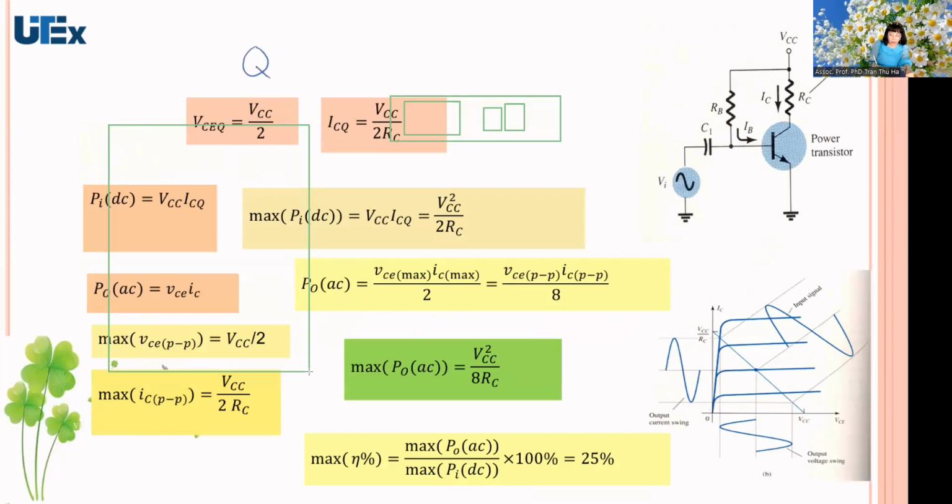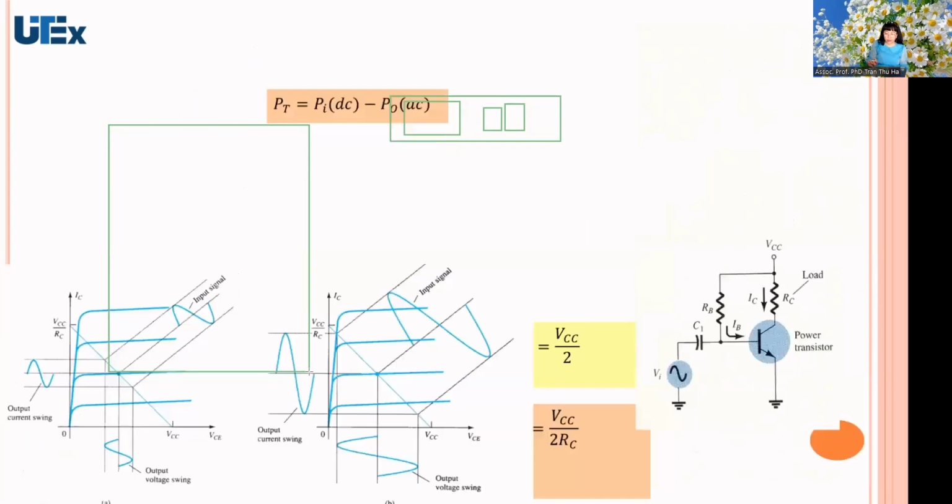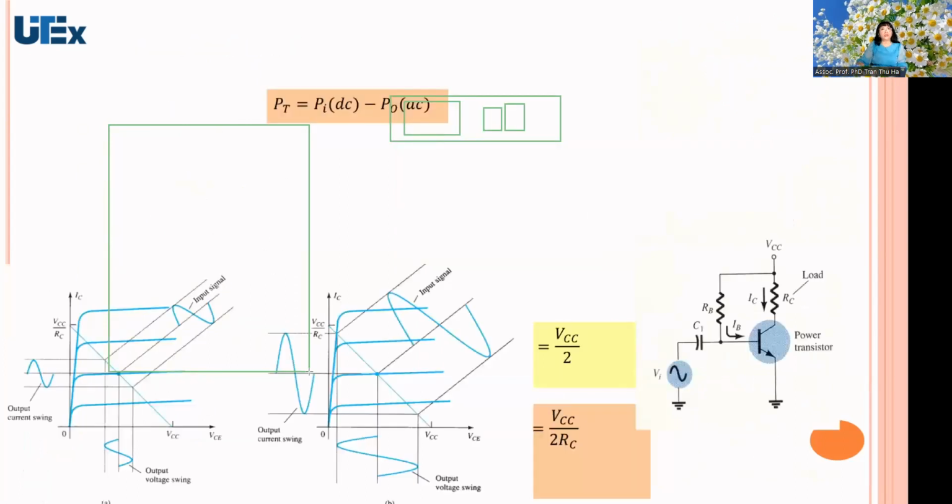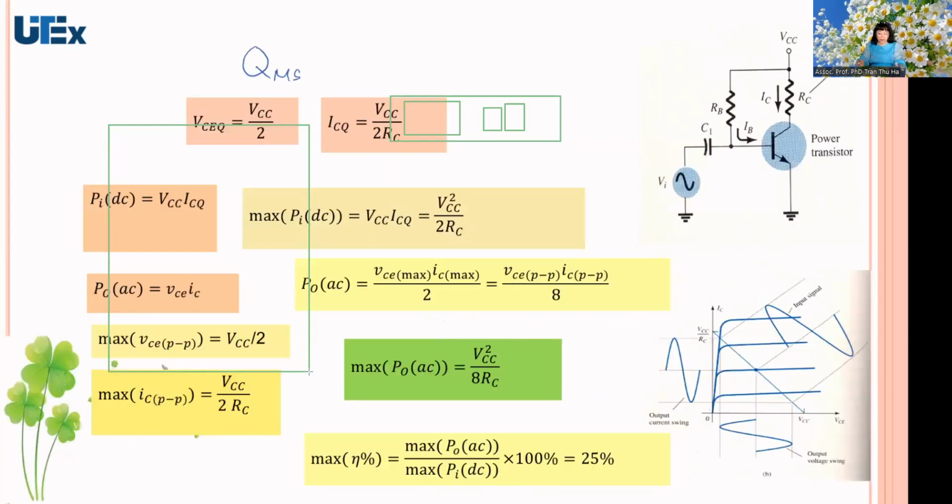Trong mạch khuếch đại công suất lớp A thì ta có VCEQ bằng VCC chia 2, ICQ bằng VCC chia 2RC, và công suất nguồn, công suất nguồn ở đây người ta tính như thế này các em. Công suất nguồn thì bằng giá trị của nguồn nhân với ICQ, và ICQ ở đây là ICQ trung bình, và hiệu suất thì bằng POAC trên PIDC nhân 100%. Đây là cái công thức. File này cô sẽ gửi lại cho các em để các em biết cái vị trí. Và đây là một trường hợp mà cho mạch khuếch đại công suất.